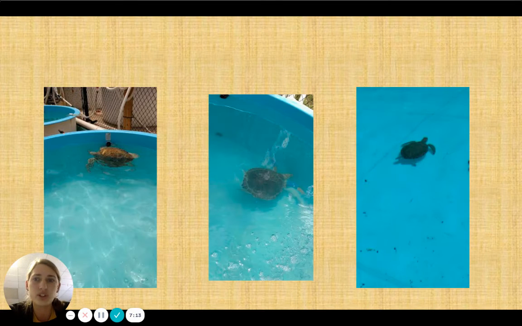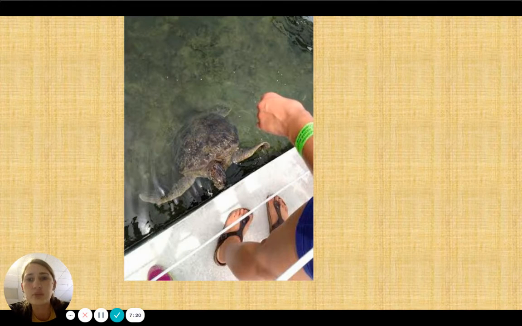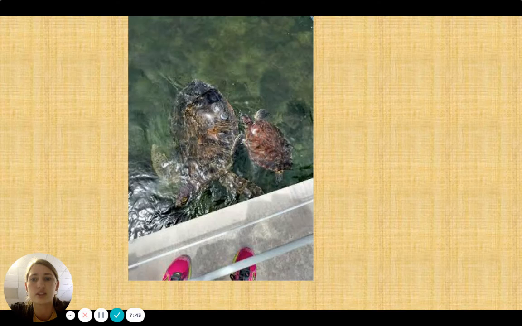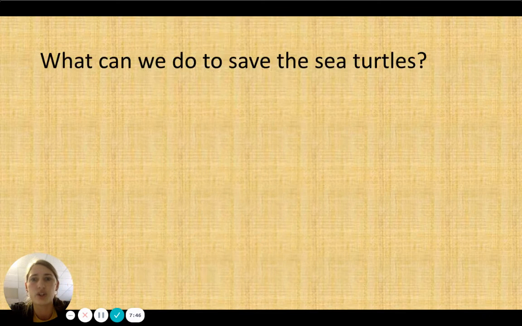Here are some of the turtles that we saw who are being rehabbed, right? So brought back to health. We even got to feed some sea turtles. My students today were shocked at how big sea turtles are. One of the biggest differences between regular turtles and sea turtles, which I forgot to tell you, is size. Sea turtles are huge and they can live a really long time. They can live 80 to 100 years, which is a long life for an animal. So here's some more sea turtles. Here's my feet in the sea turtles.